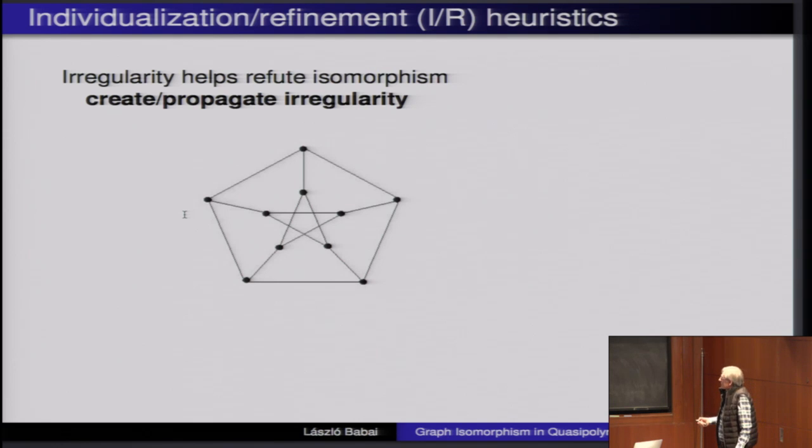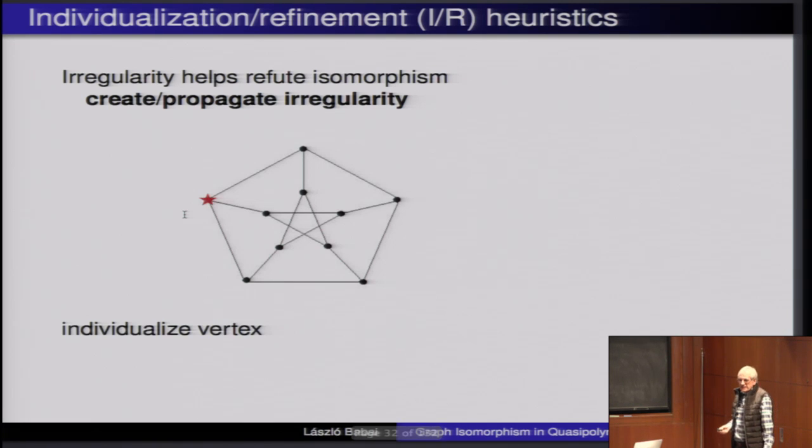So what happens if I don't find immediately any obvious irregularity, like in this case? Then what I can do is I simply create irregularity by assigning a special color to a vertex. I call this operation individualization. Now, however, this irregularity will propagate. Immediately the neighbors of this vertex are going to notice that they are neighbors of a start vertex. But for this particular graph, it stops there.